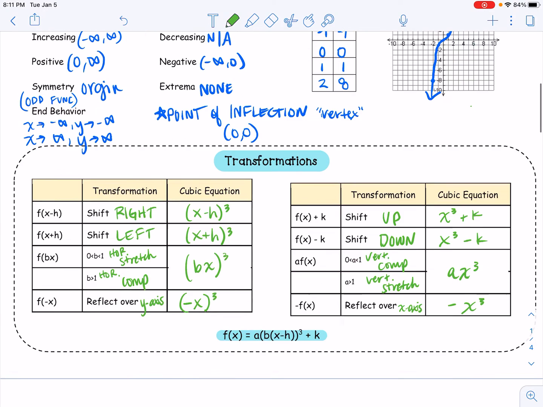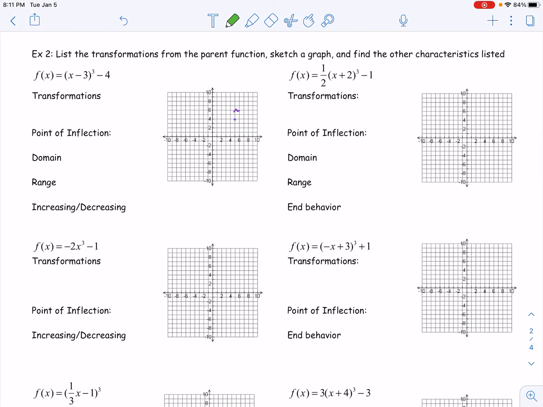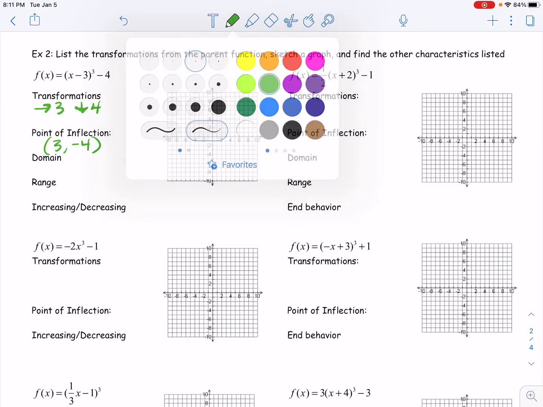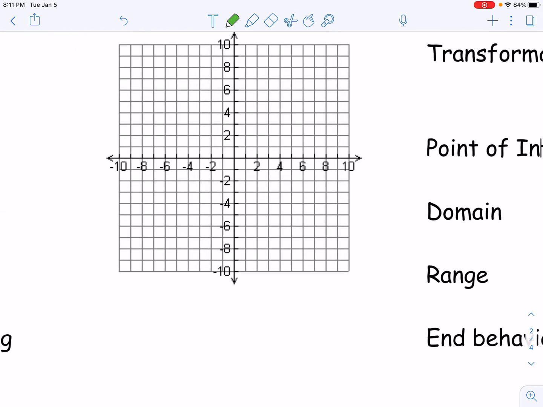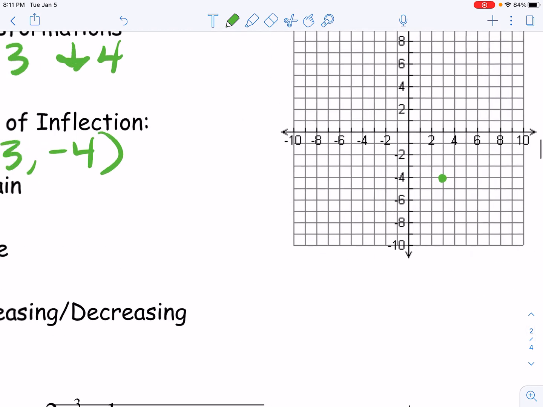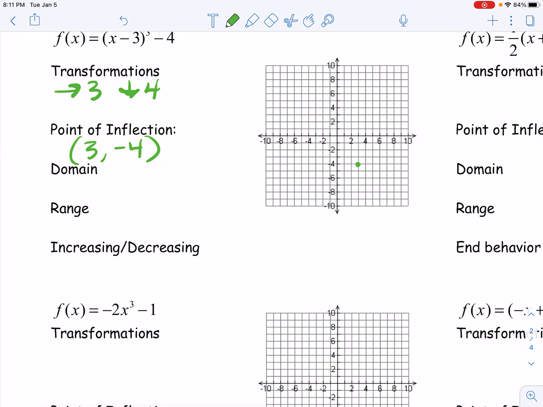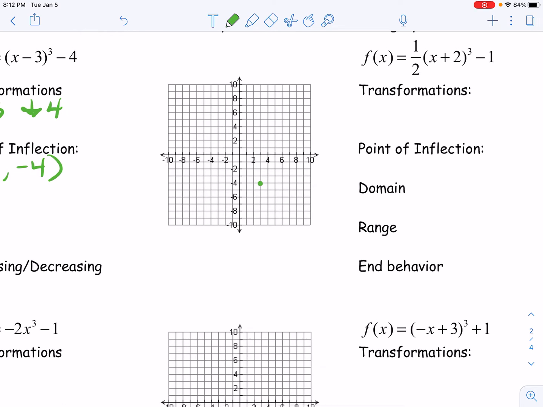All right. So down here, list out the transformations. What I see here is that we're going to the right 3 and down 4, which means that is our point of inflection. Very similar to that vertex. We just can't call it the same thing. All right. So let me go ahead and plot that point. 3, -4 is here. Because there has been no vertical stretch or compression and no horizontal stretch or compression, my pattern of graphing is going to be the exact same as the parent function. So I'm going to go right 1 up 1, right 2 up 8.